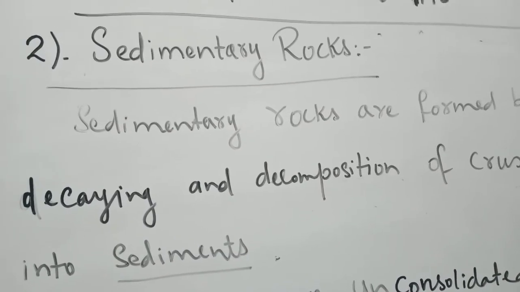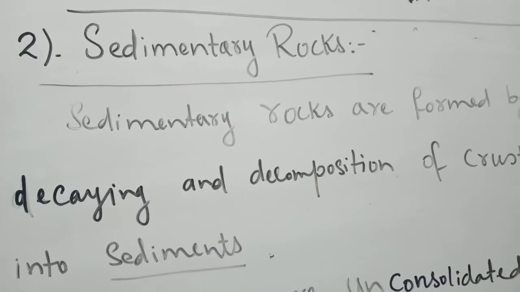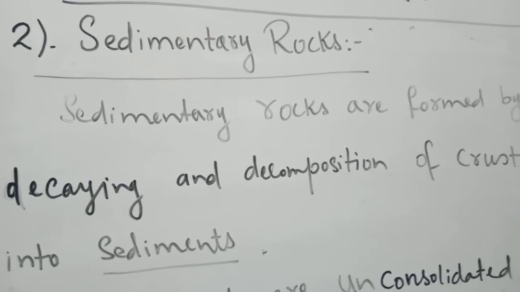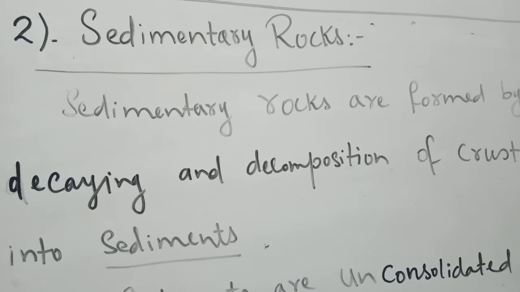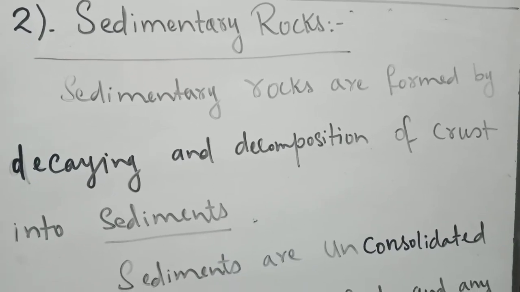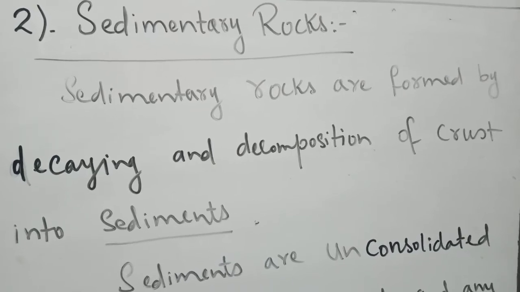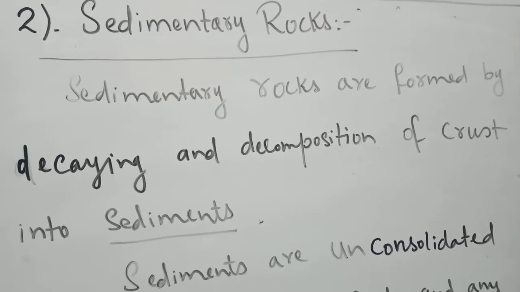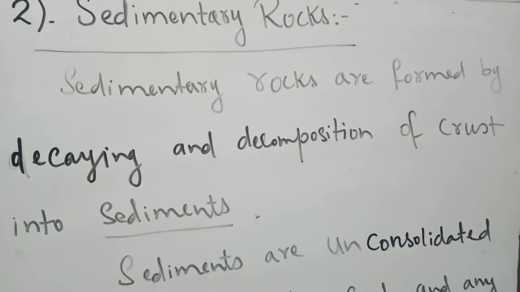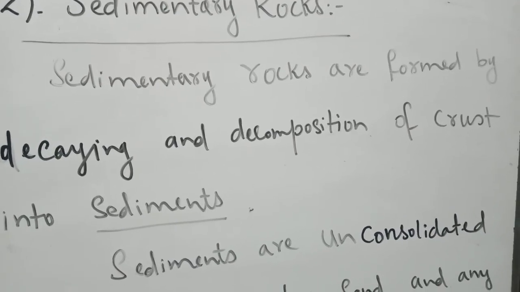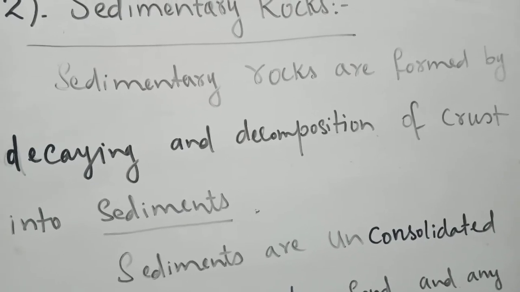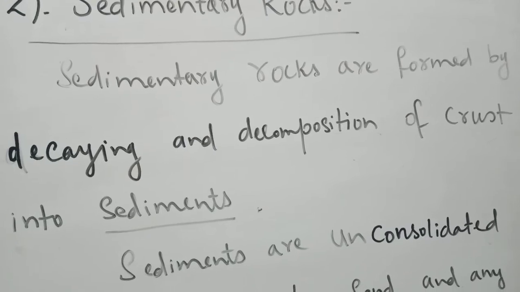Okay, here you can see the second type of rock, which is named sedimentary rock. We have covered sedimentary rocks in much detail, but again there is a definition. Sedimentary rocks are formed by the decaying and decomposition of the crust into sediment. The crust was formed by igneous rock. Now the igneous rocks, due to chemical, physical, biological or any other process of erosion, decay and decompose.